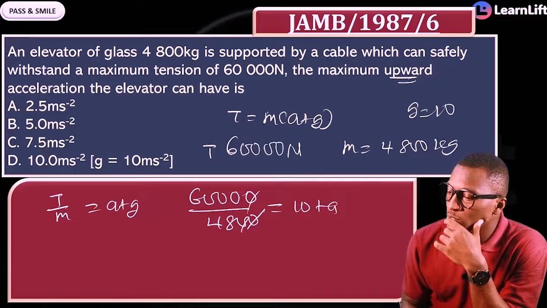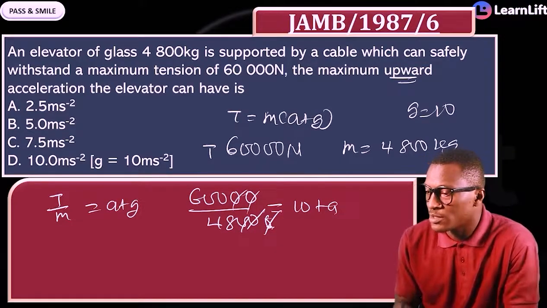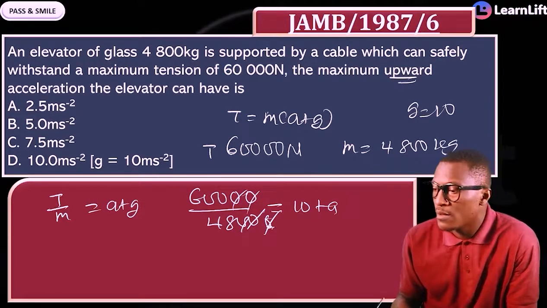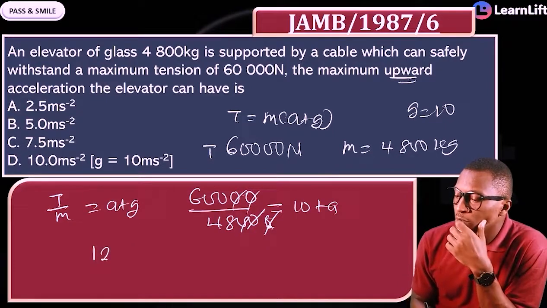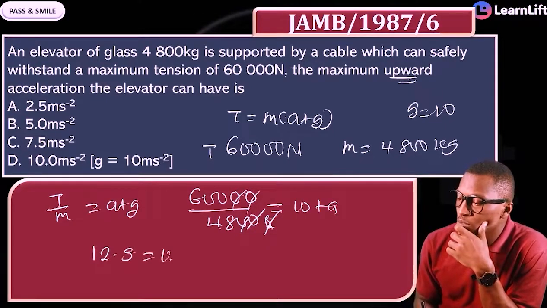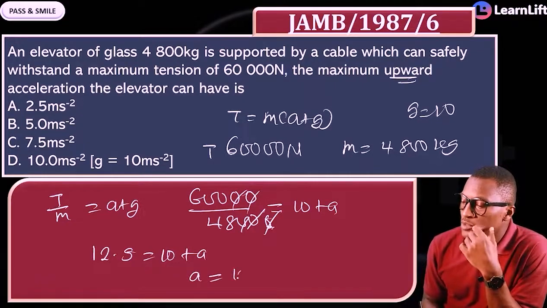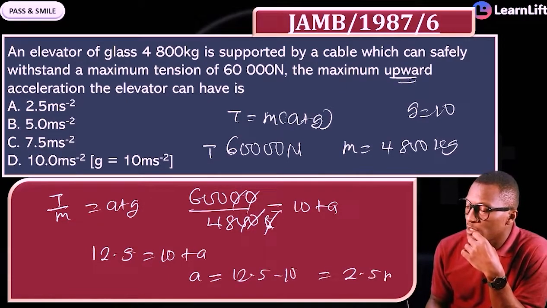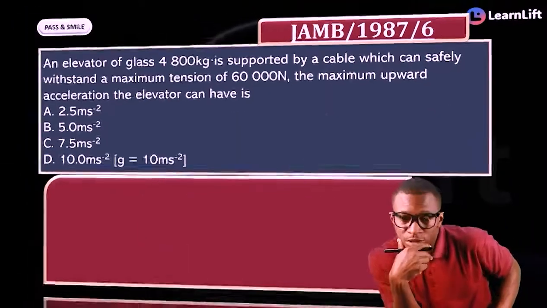So this will cancel this. This is 4,800, this is 60,000. Grab your calculator. So this will give me 12.5 is equal to A plus 10. So now, A will give me 12.5 minus 10, which is equal to 2.5 meter per second squared. And that's my option A. Do you understand that? Very simple.